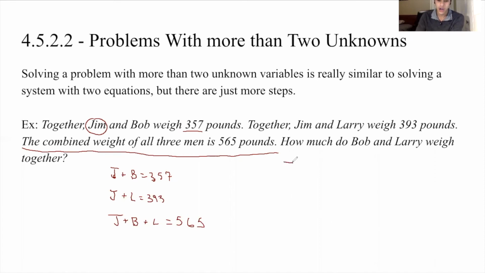If we take our third equation, which is J plus B plus L equals 565, and say we can choose either of these equations, we'll take the second one, J plus L equals 393. So if we know J plus L equals 393, you can see how we can use elimination with these two equations, right? Because if we subtract these two equations, the J's cancel out, the B subtracts with nothing, so we just have a B below, and these L's cancel out.